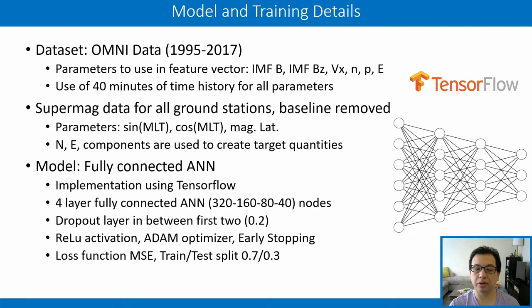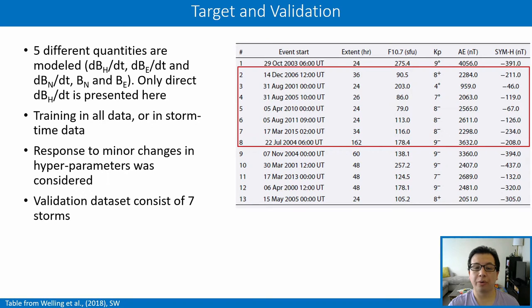A dropout rate of 0.2 has been imposed between the first two hidden layers as a regularization to reduce overfitting. The train test split was a sequential 70 to 30 ratio, and the loss function we minimize is mean square error. We have considered different ways to forecast dBH/dt. The simplest way is to directly calculate it from dBE/dt and dBN/dt and try to forecast that. Other methods involve forecasting dBE/dt and dBN/dt and then constructing dBH/dt out of the individual predicted quantities, and similarly doing N and E predictions and then obtaining dBH/dt. However, we'll only discuss direct dBH/dt here.